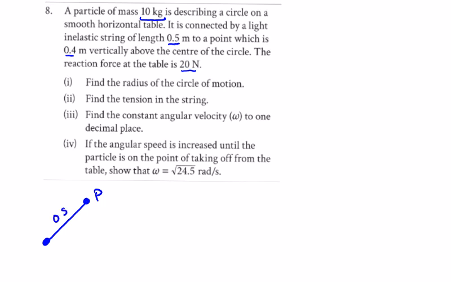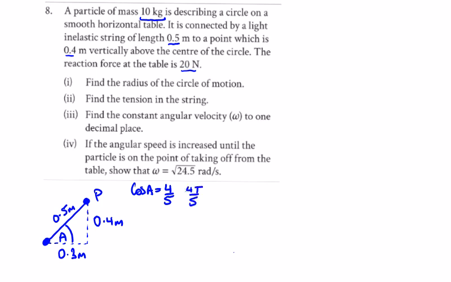Okay, diagram here, fixed point P, length of string 0.5 meters, and it is 0.4 vertically above the center, which would leave 0.3 by Pythagoras, this 3, 4, 5 triangle. We have A, so we have cos of A is equal to 0.4 over 0.5, I'll just say 4 over 5.